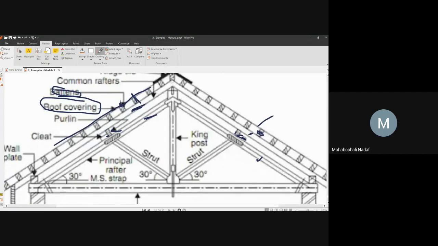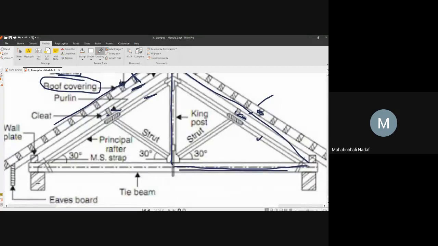Trigonometrically, this is the height of the triangle, and this is half of the base of the triangle. So you can get the inclined height using the hypotenuse. The height you already know from the cross section, half of the width gives this one, and you can easily get the inclined height. This is called the span of the truss.